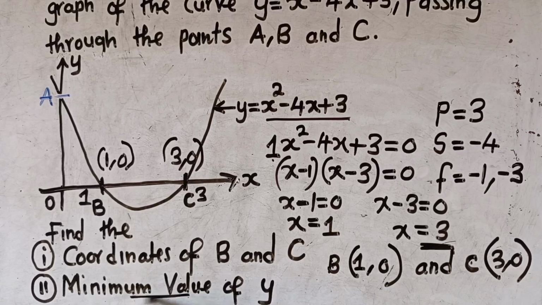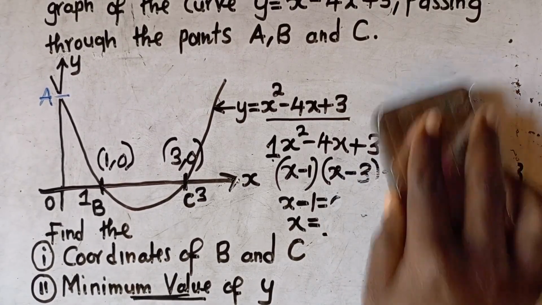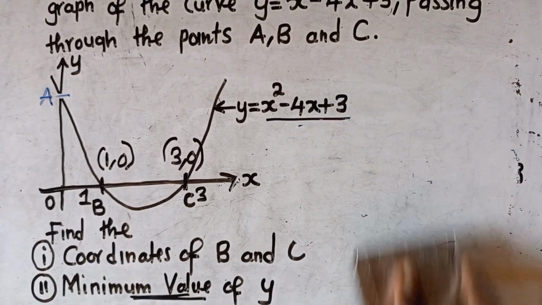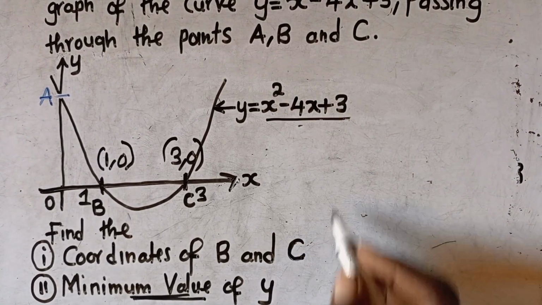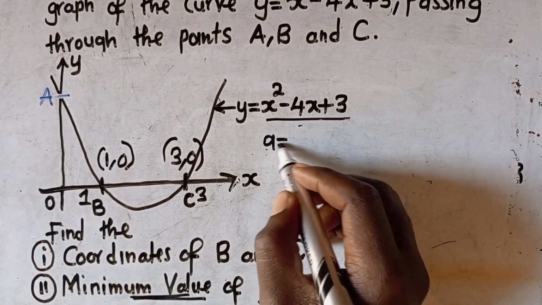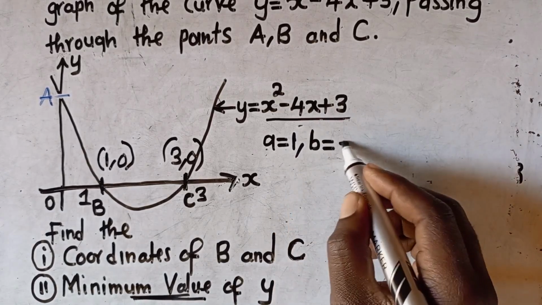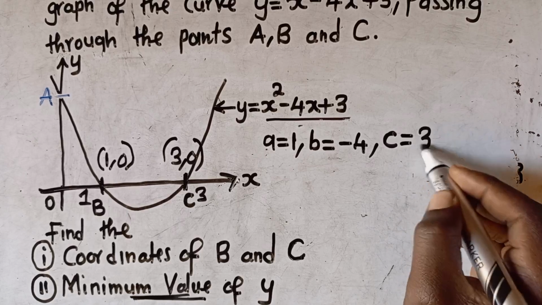We now go to this particular question where they are telling us to find the minimum value of y. On this one, I will not only teach you how to find the minimum value, but I'm going to teach you how you get to find the turning point. Because the turning points get to contain a lot of things. So how do you find the turning point? You know that a there is what? Is 1. What is the value for b? b there is what? Negative 4. What is the value for c? c is equal to 3.